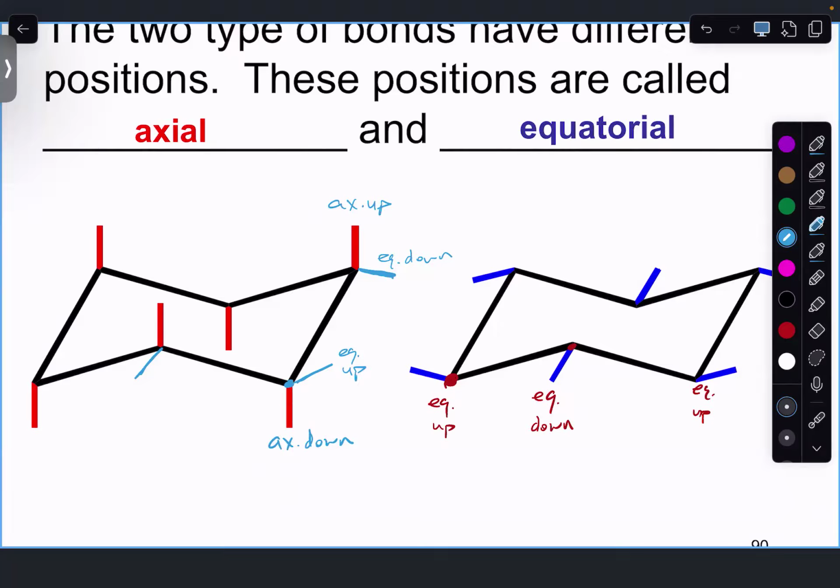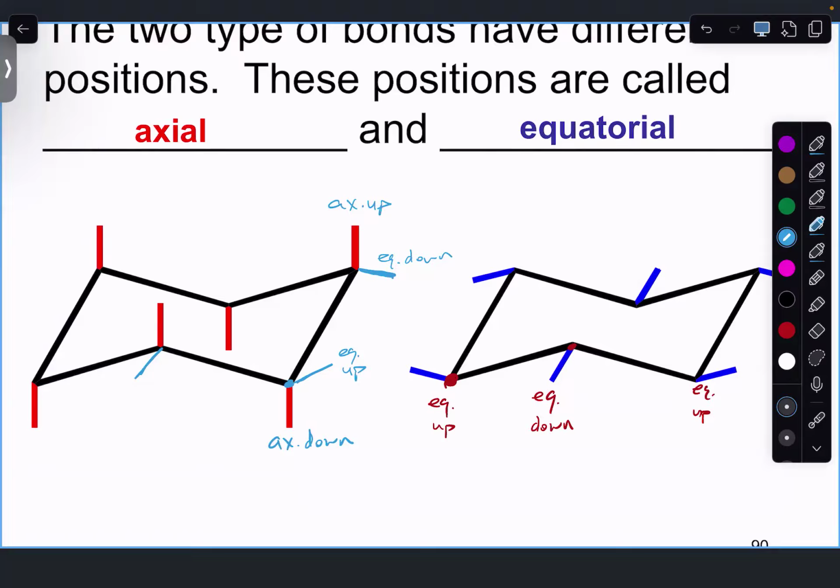Like I said, when people are starting to draw these chair forms, it's pretty easy for them to draw in the axials. You just either draw it straight up or straight down. Where it gets interesting is when they start drawing in the equatorials. You see all sorts of weird things. An equatorial sticking into the middle of the ring, just weird stuff. There is a method to this madness, something that will maybe help you draw in your equatorials.